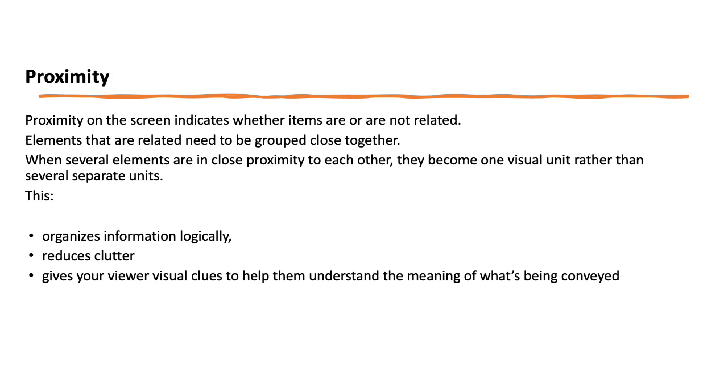And the last one is proximity, which means just putting things close together. When things are close together on the screen, it automatically implies that they have some sort of connection in their meaning. So we have to be really careful what we put together. Elements that are related need to be grouped more closely together, and there needs to be a little bit of separation or space if things are different in meaning. Putting things in close proximity helps you organize your information logically, reduces clutter, and helps give your viewers some clues to help them understand what you're trying to convey.